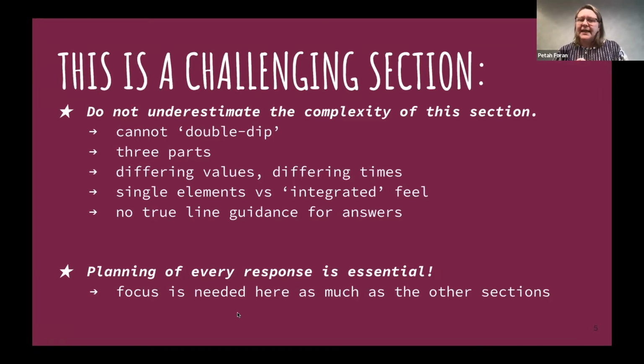So do not underestimate the complexity of this section, and planning every response is essential, even if it is a 2-mark question. What are you going to actually write about? Which one are you going to write about first? It's very important for your head and your brain that you get that correct.